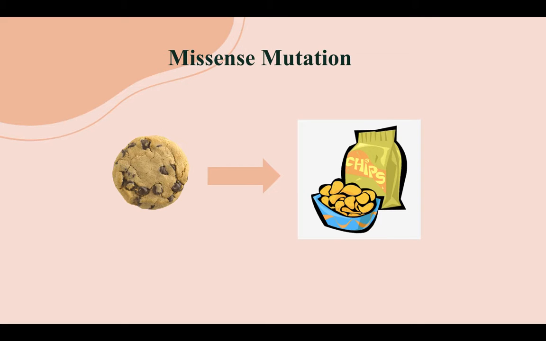For a missense, I think about swapping food at lunch. If someone has a cookie and you want chips and you trade, it's kind of like how one amino acid is swapped for another in a missense mutation.